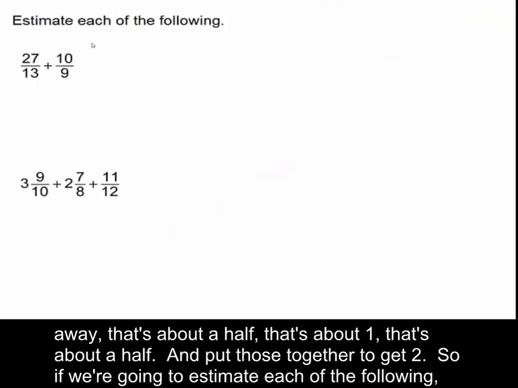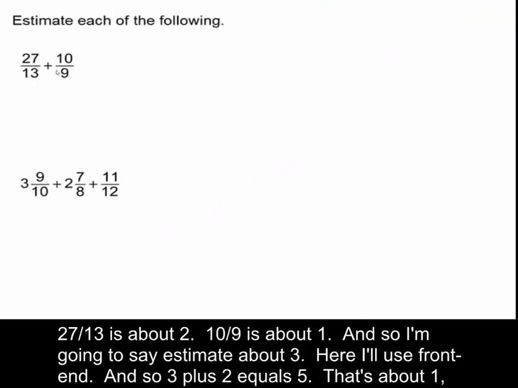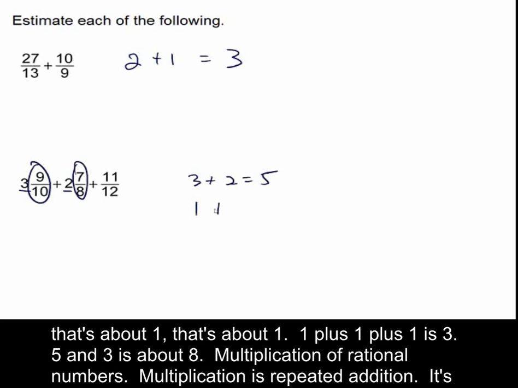So if we're going to estimate each of the following, 27/13 is about 2. 10/9 is about 1. And so I'm going to say estimate about 3. Here I'll use front end, and so 3 plus 2 equals 5. That's about 1. That's about 1. That's about 1. 1 plus 1 plus 1 is 3. 5 and 3 is about 8.